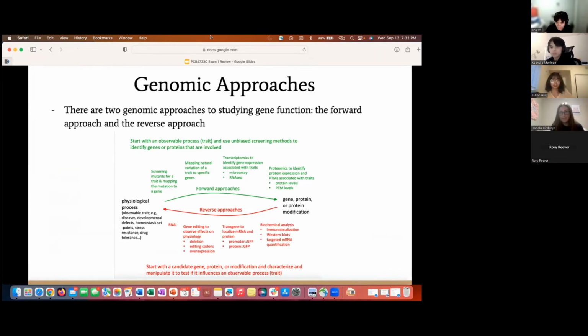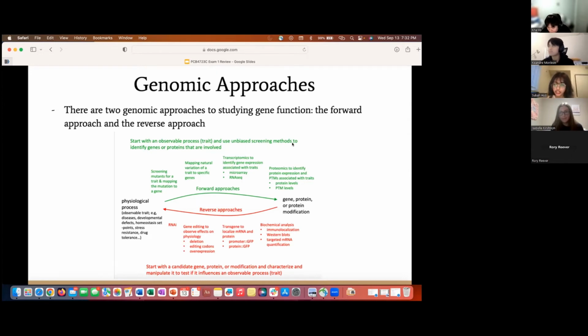Okay, so topic 3 is about genomic approaches. So I'll be going over the first part of topic 3 about forward approaches. So as you can see, there's 2 genomic approaches to studying gene function. There's the forward approach and the reverse approach.